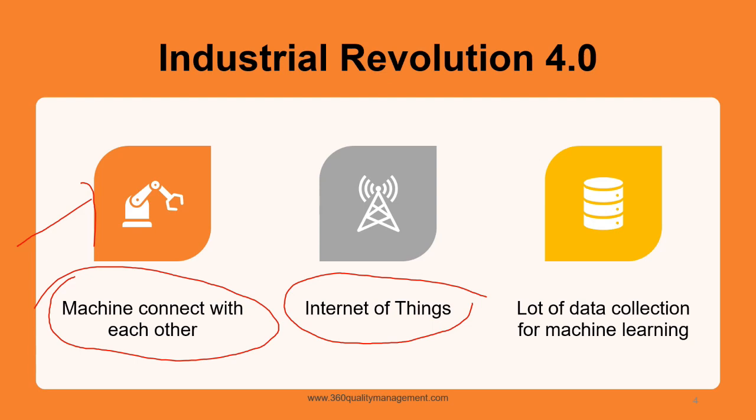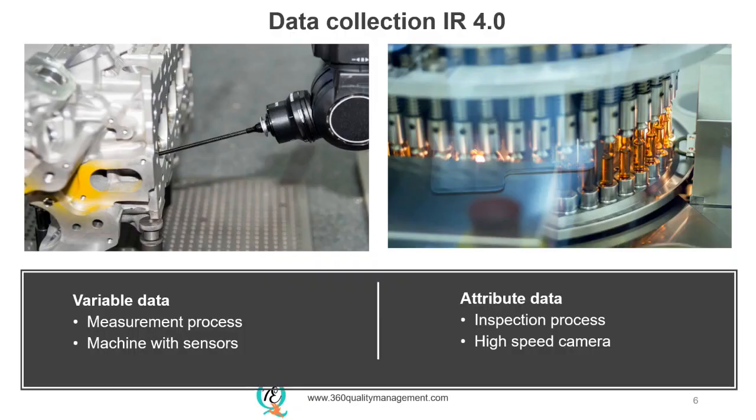And also there will be a lot of data collected for machine learning. Therefore, data collection is also a key in Industrial 4.0, and mind you, it should also be an automated process as well. In an Industrial Revolution 4.0 manufacturing environment, you will expect to see that data collection is actually automated.